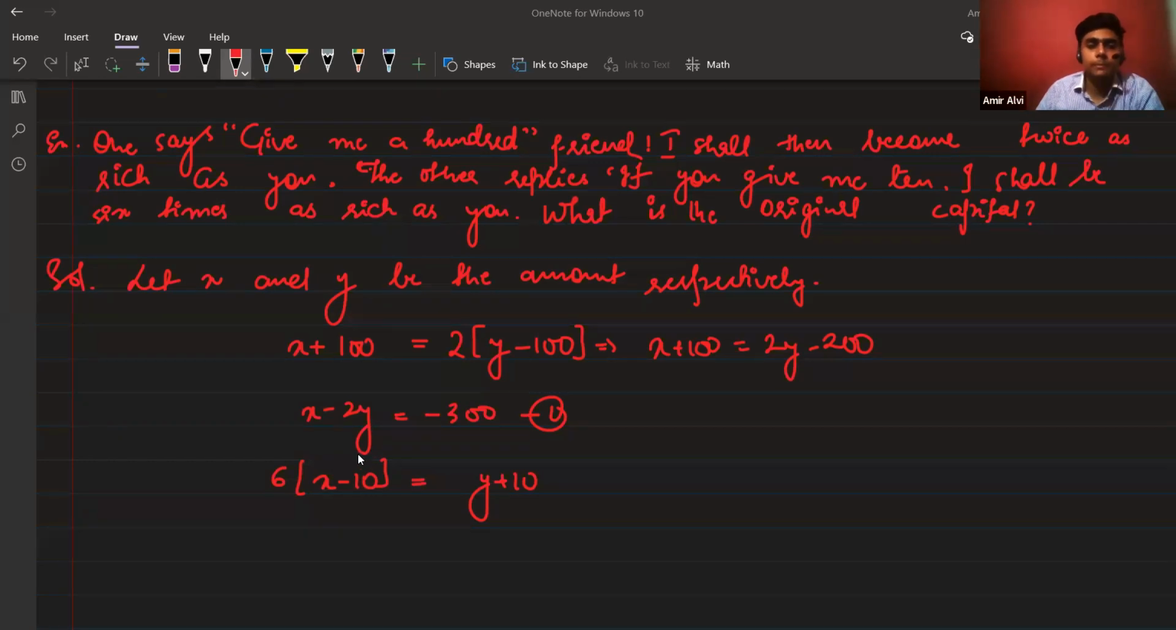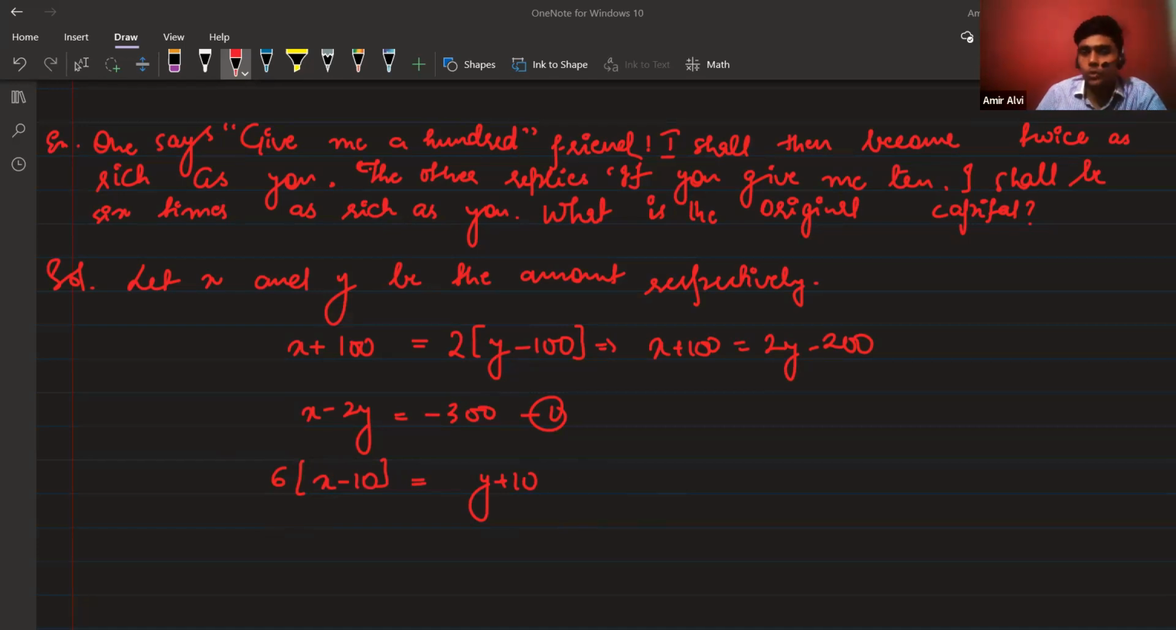So now tell me, Hiba, is this step clear? Yes, sir. I got the first part right, and then it just got messed up after the 6. You got the first part wrong. You just added the 100 to y as well in the second equation.